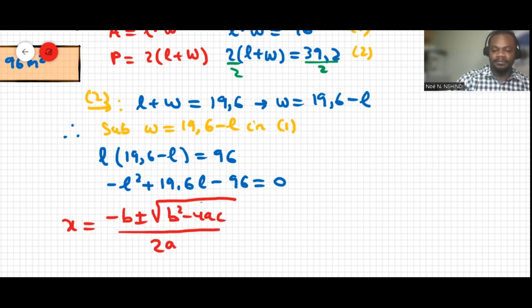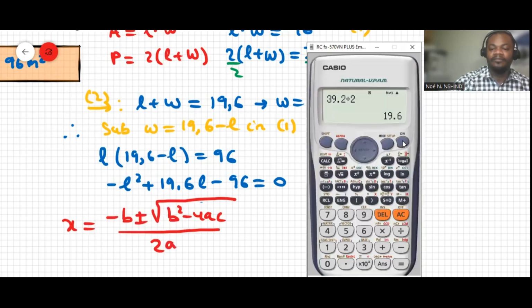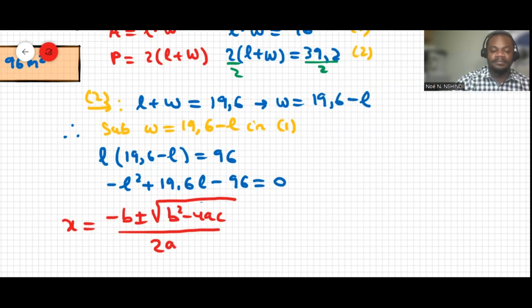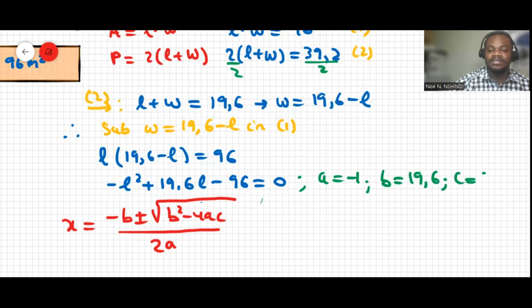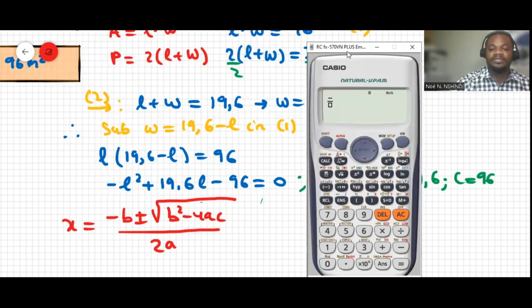So over here, we can just say, so minus... Okay, before I do that, note that A is -1, B is 19.6, and then C is 96. So we can use the quadratic formula.